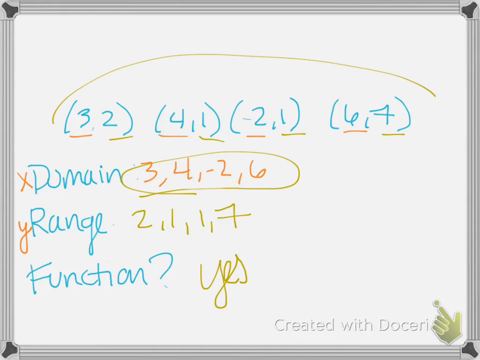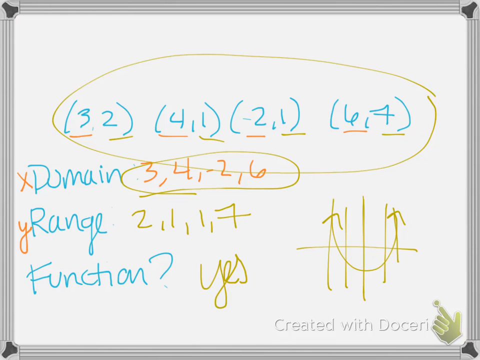If I graphed all of these points and connected my dots, I would be able to tell whether it's a function by the vertical line test. The vertical line test is where, if I have a graph, I draw a bunch of vertical lines and see if any cross the graph twice. If it crosses twice, like having the same x value, it's not a function.